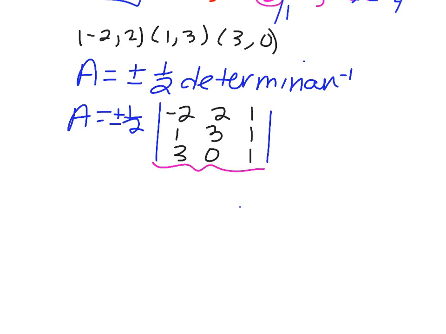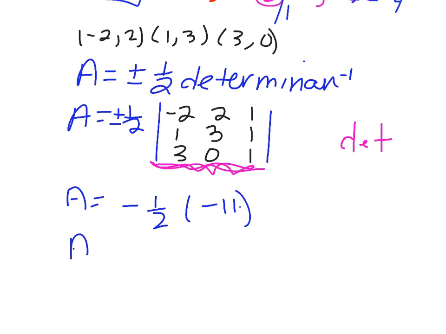It's going to be a 3 by 3 matrix. Plug in this here, and you're going to get the determinant. So remember, the determinant is the DET in math. All right, so you need to get that number. So that comes out to be negative 11. So we're going to write A equals negative 1/2 of negative 11. So the area is equal to positive 5.5.